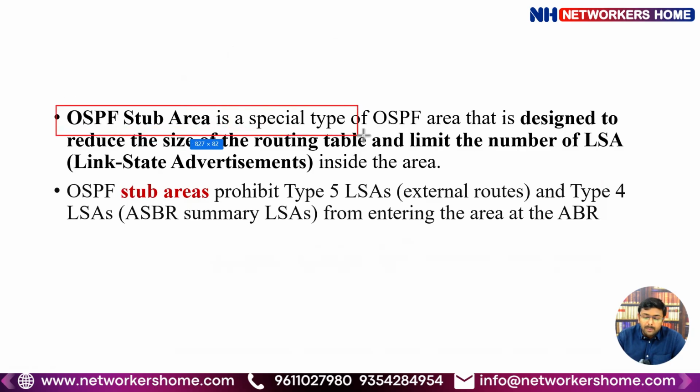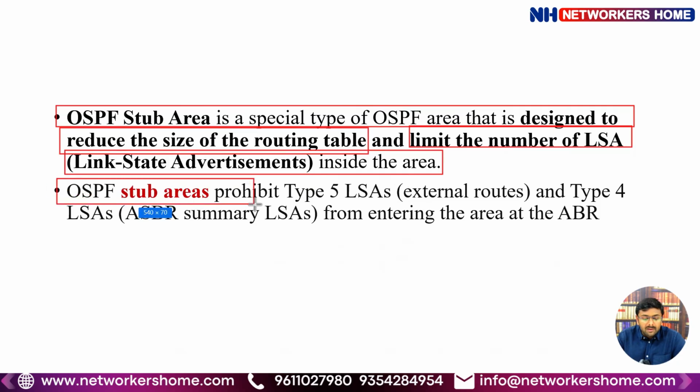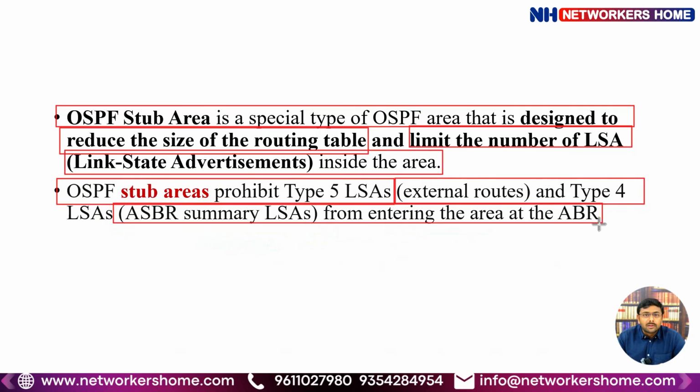OSPF stub area is a special type of OSPF area that is designed to reduce the size of the routing table and to limit the number of LSAs, that is link state advertisements, inside this area. So what does an OSPF stub area prohibit? Type 5 LSAs, that is external routes, and even type 4, that is ASBR summaries, from entering the area at the ABR routers. So when will we get type 5 LSAs? When we have any external route information.